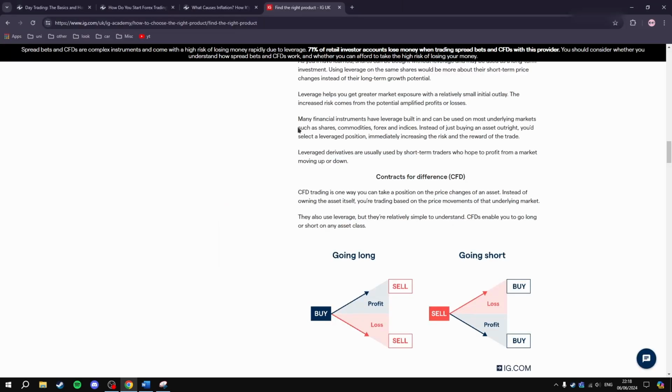Leverage helps you get greater market exposure with a relatively small initial outlay. The increased risk comes from the potential amplified profit or losses.